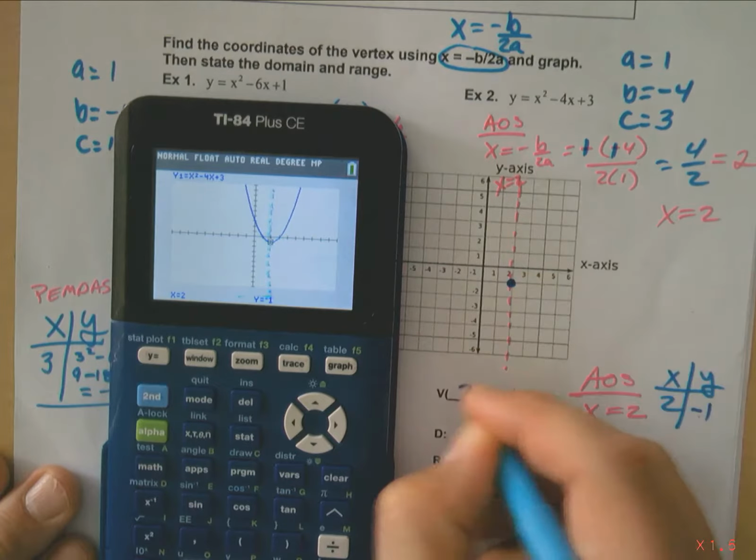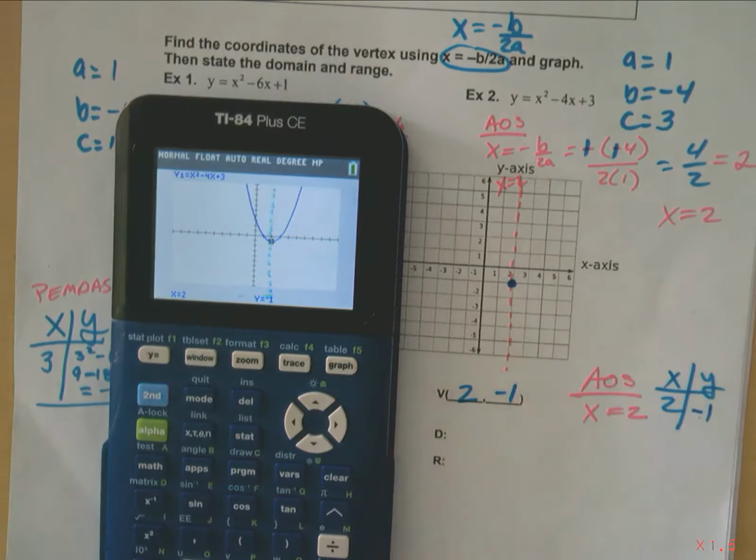Any questions on how I got 2, negative 1? Just a little pluggy chuggy. You guys can do that. Please excuse my dear Aunt Sally for doing it by hand. My calculator makes it way harder. No.